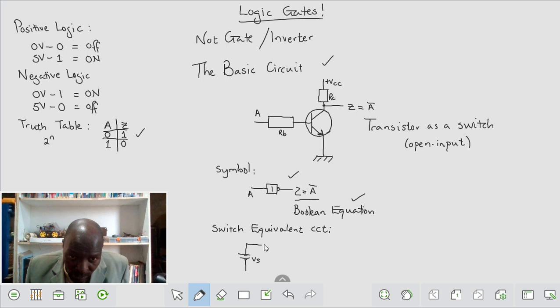with, it would be okay to just put a switch and then in parallel we call the switch our input, and then we say there is our output, and we call our output any symbol we like, Z a lot.